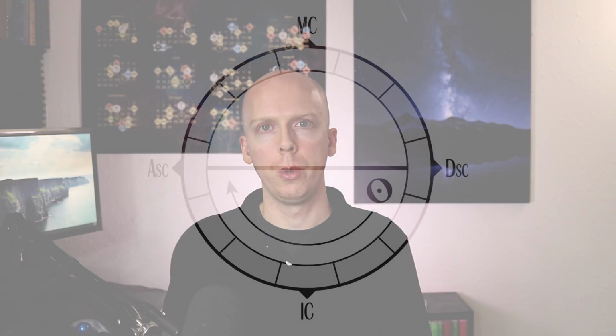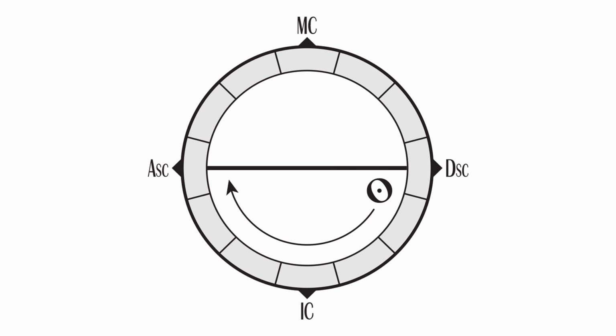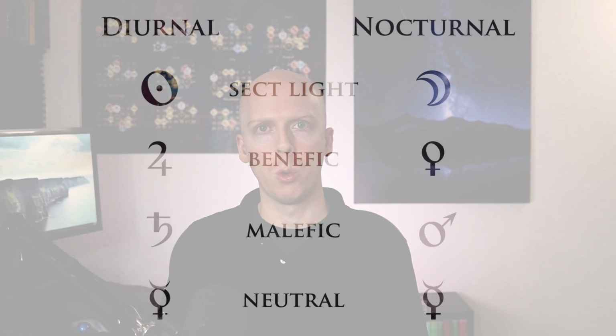So if your sun in your birth chart is located anywhere in the top half of the chart, above the ascendant, descendant axis, then it's a day chart. Whereas conversely, if your sun is anywhere below the ascendant, descendant axis in the bottom half of the chart, then that means you were born with a night chart. So that's the first distinction, is simply, is your sun in the top half of the chart or the bottom half of the chart?